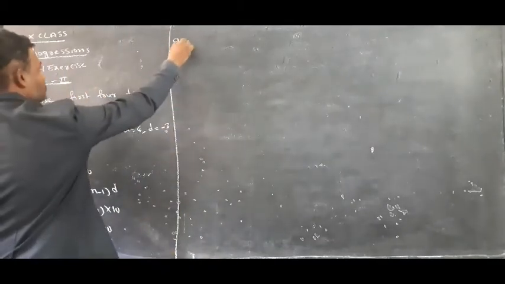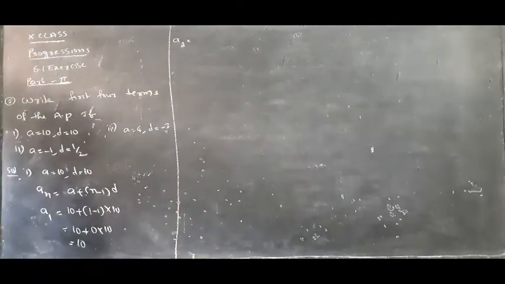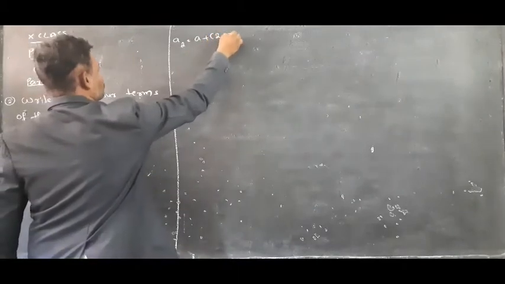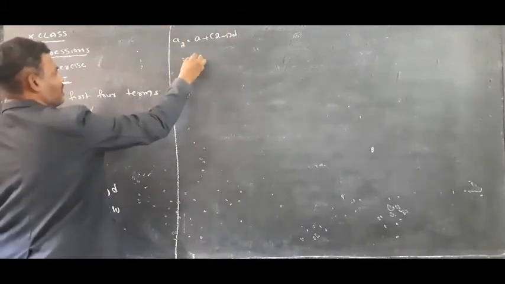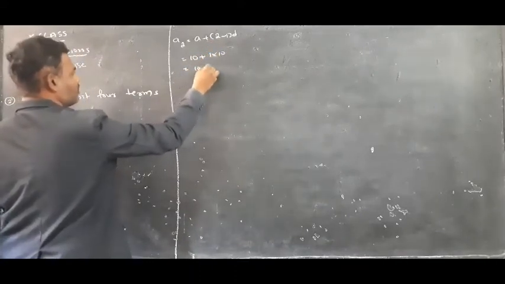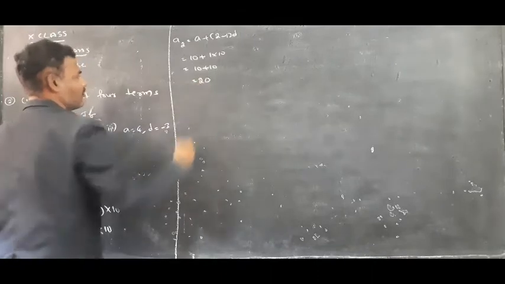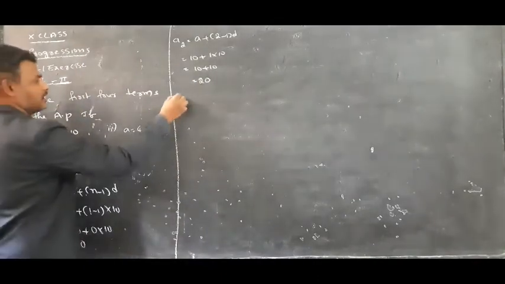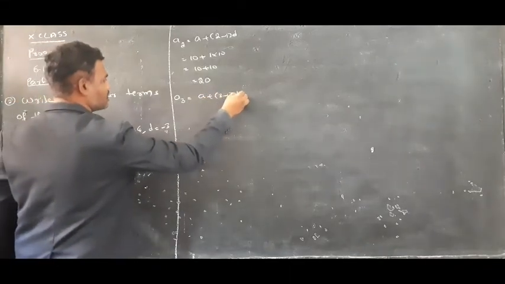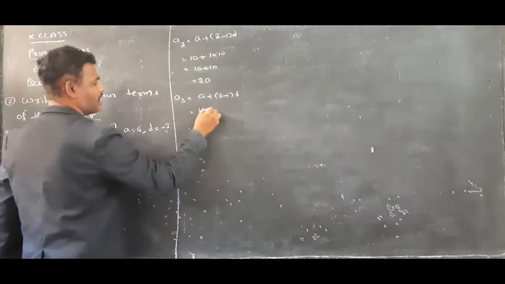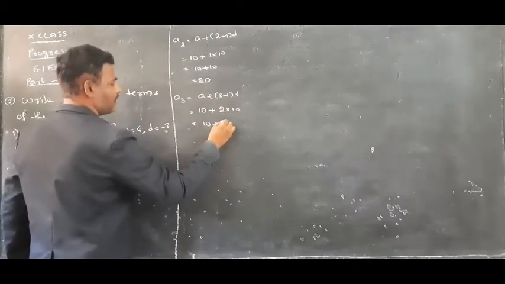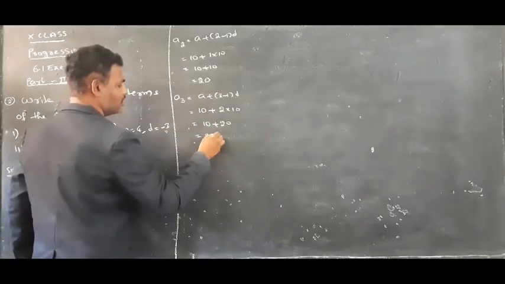Then I need the second term. So replace n by 2. A plus n minus 1 means 2 minus 1 into D. A means 10 plus 1 into 10, is equal to 10 plus 10, which is 20. Next I need the third term. A3 is equal to A plus 3 minus 1 into D. A means 10, 3 minus 1 is 2, into 10. So 10 plus 20 is equal to 30.